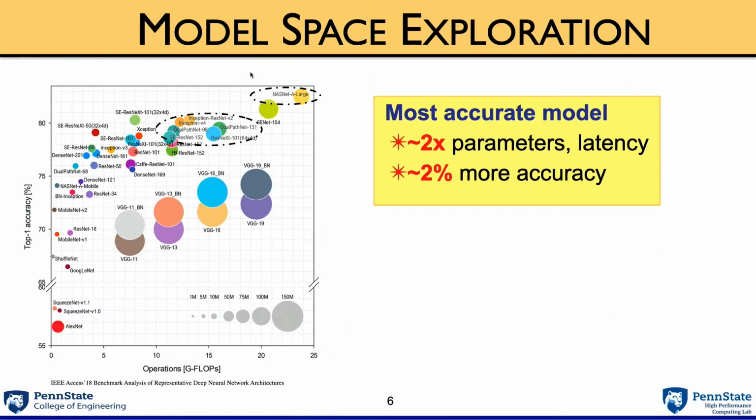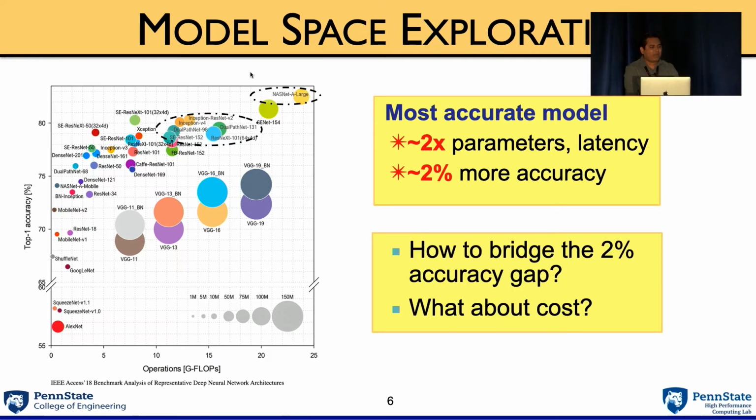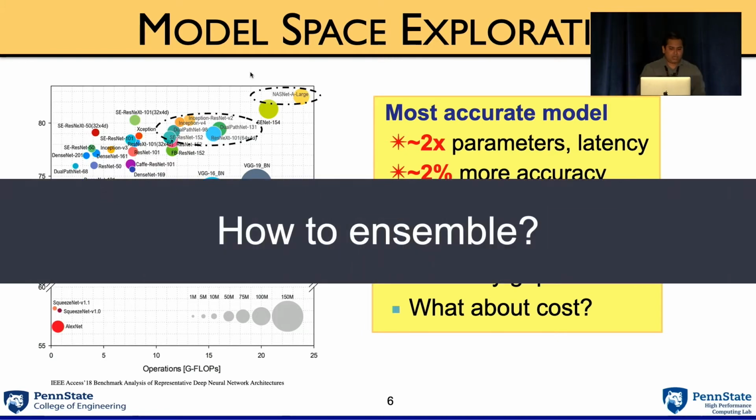A slight background here. So how much more resource do you need? To increase accuracy by just 2%, especially on the vision side, you need twice as many parameters. And is it worth it? Is there a way we can bridge this 2% accuracy gap, which needs about twice the resources, and can we reduce it down? That increases cost, and hence can we reduce the cost?